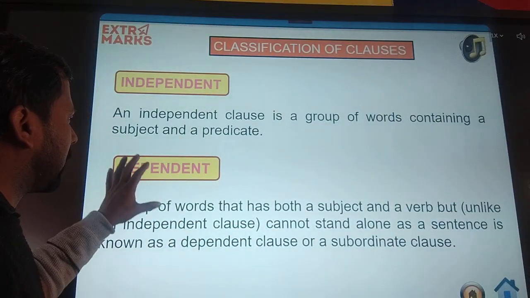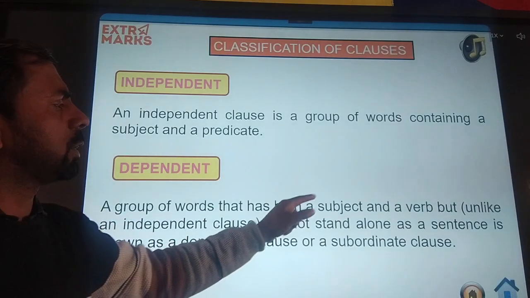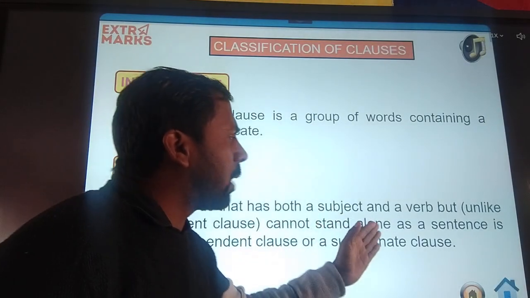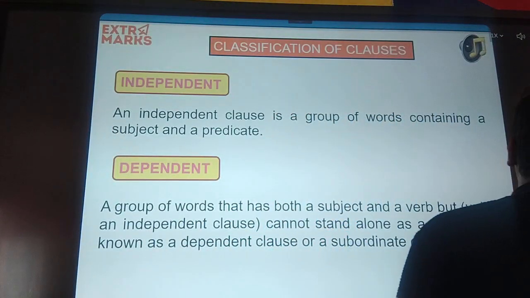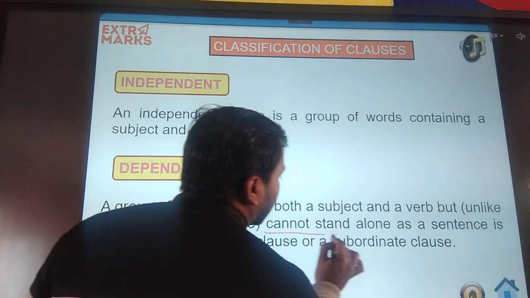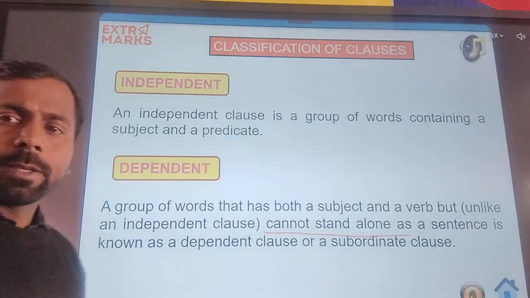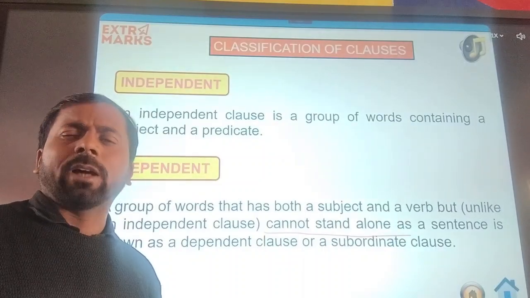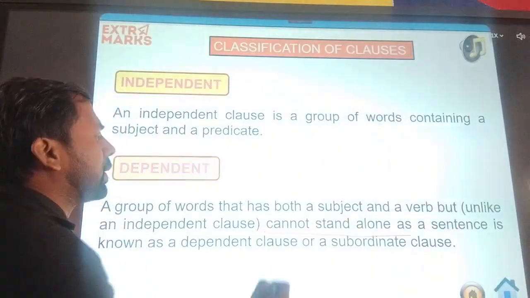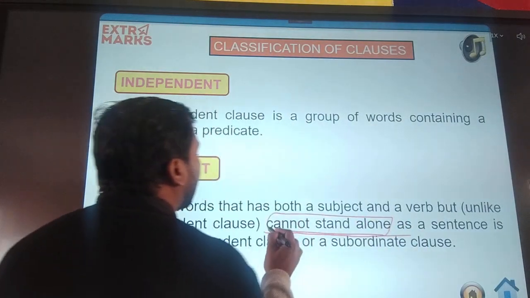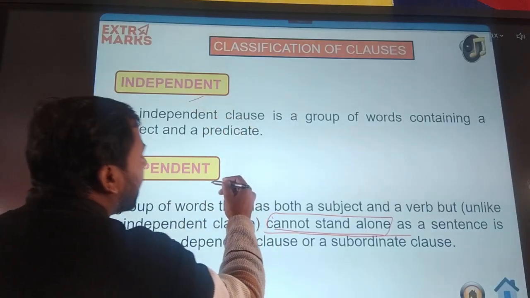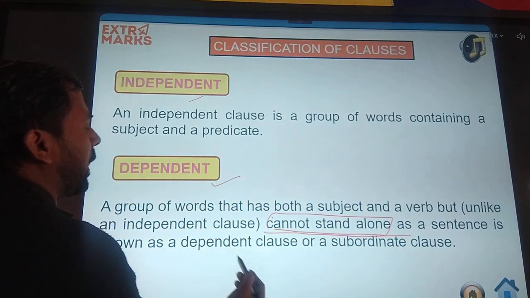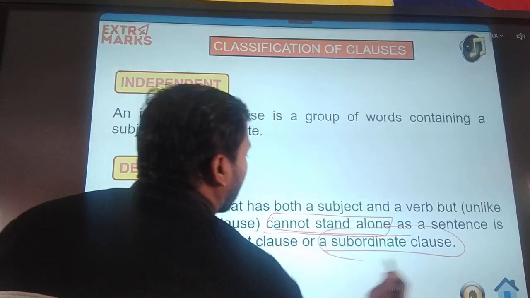And what is the meaning of dependent? A group of words that has both subject and verb, but unlike an independent clause, cannot stand alone. You can see here the words cannot stand alone. It means when a clause has everything, subject, verb, and other parts of speech, but it cannot stand alone, then it is not an independent clause, it is a dependent clause, also known as a subordinate clause.